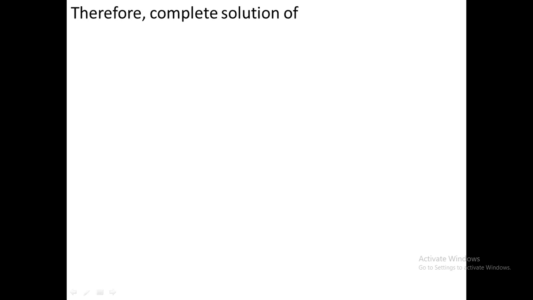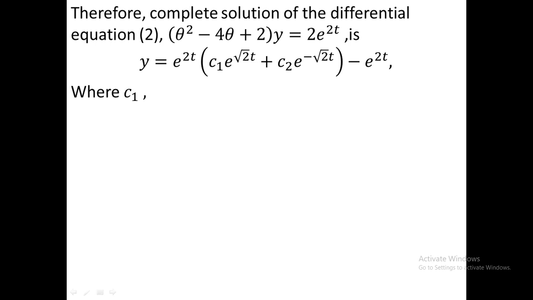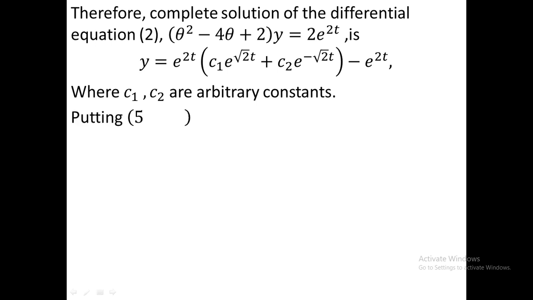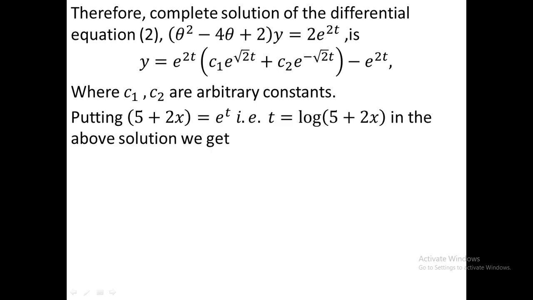Therefore the complete solution of differential equation 2 is y equal to complementary function plus particular integral. The complementary function is e^(2t)(c1 e^(√2 t) + c2 e^(−√2 t)), minus e^(2t). This is the complete solution for equation 2, but we have to find the solution of the given differential equation where the independent variable is x. Here c1 and c2 are arbitrary constants. Here we have to put 5 + 2x = e^t, that is t = log(5 + 2x), in the above differential equation.